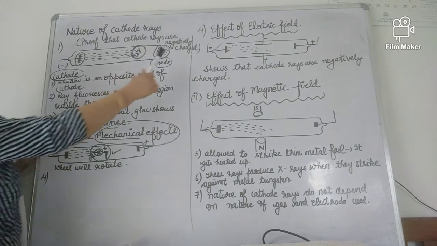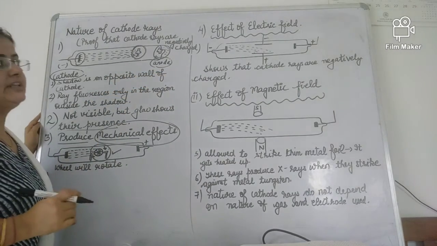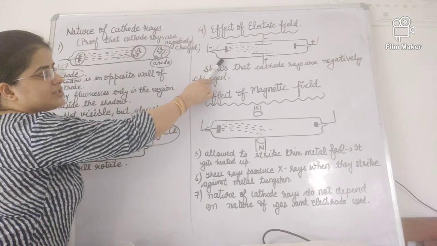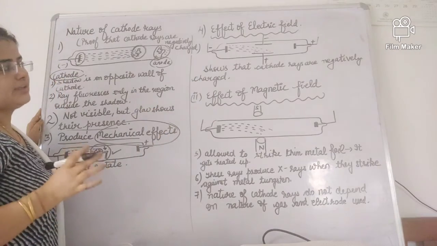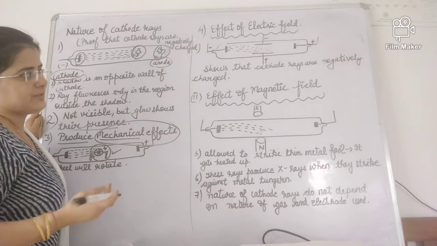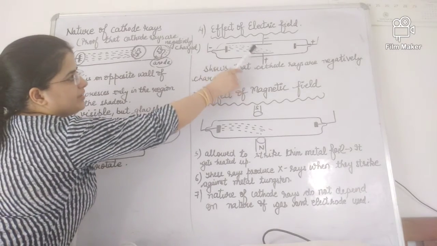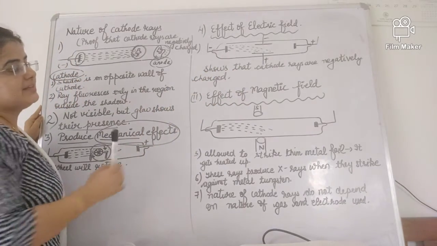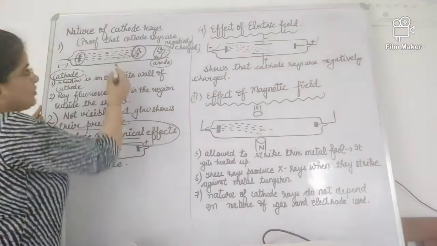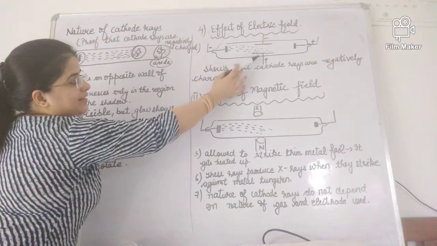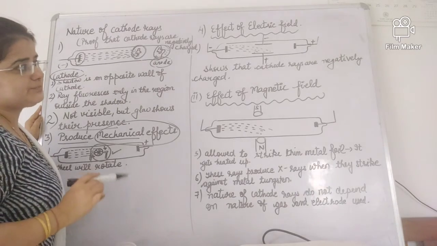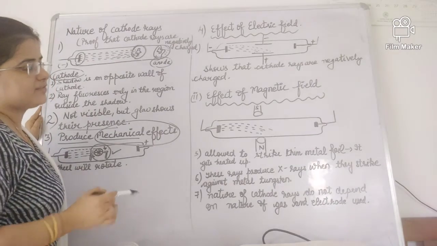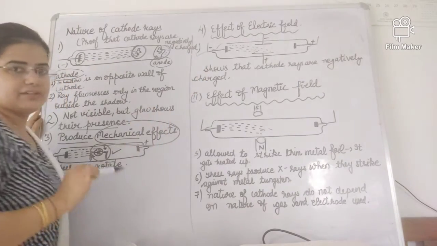Then coming to the fourth part, the effect of the electric field. This is once again the discharge tube. What will happen to the cathode rays when an electric field is applied? We have to observe their nature. When two plates are there, one negatively charged and another positively charged, you can see the rays coming straight here. But when the plates are placed inside the discharge tube, the cathode rays deflect towards the positive terminal. So this shows that cathode rays are negatively charged.